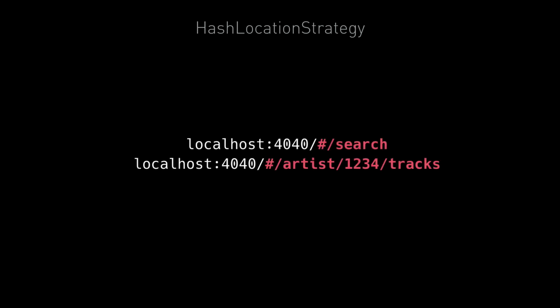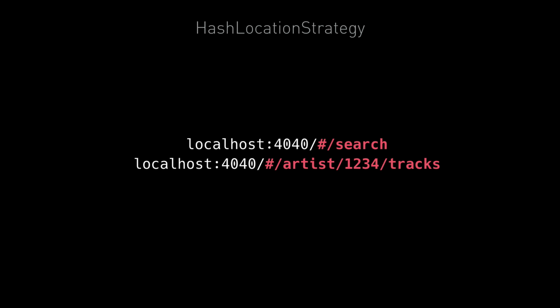So taking a look at the application we've built so far, the iTunes application, if running locally, the URLs might look something like this. So localhost/hash search, and the same with the artist URL. But according to the server, it only ever sees one URL. It just sees localhost:4040. The other hash fragment stuff, it's just ignored. The server never even knows about it.